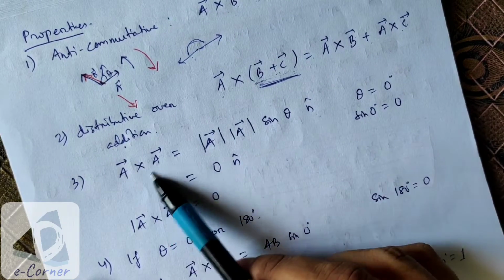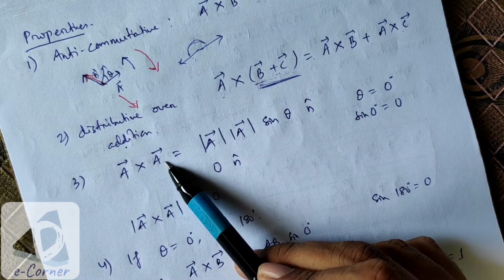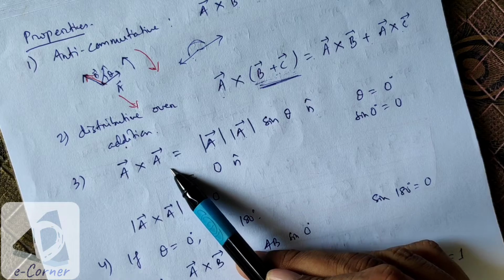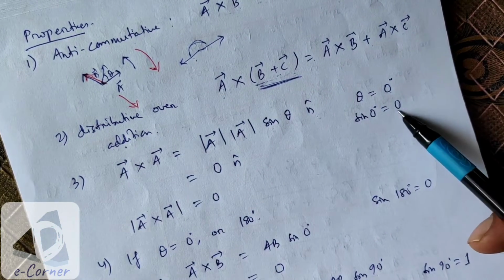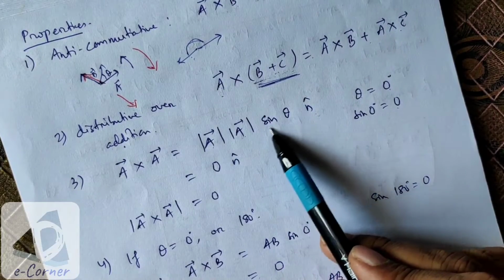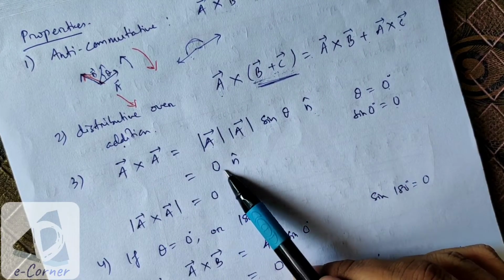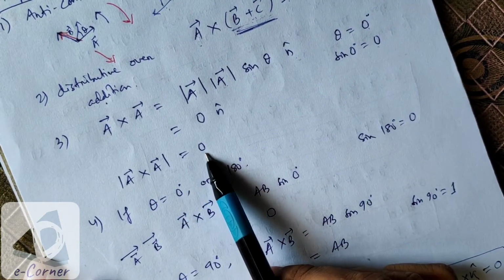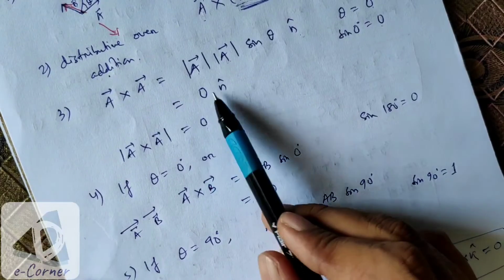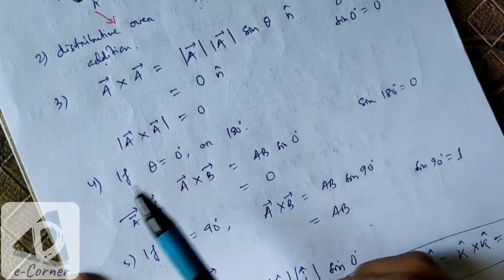Since the directions of these same vectors are along one way, the angle between them is 0 degrees. So sin 0 is equal to 0, so this sin term gives 0 here. So the magnitude of A cross A is equal to 0. This is your null vector, 0 with a cap. So here we can say it is a null vector.